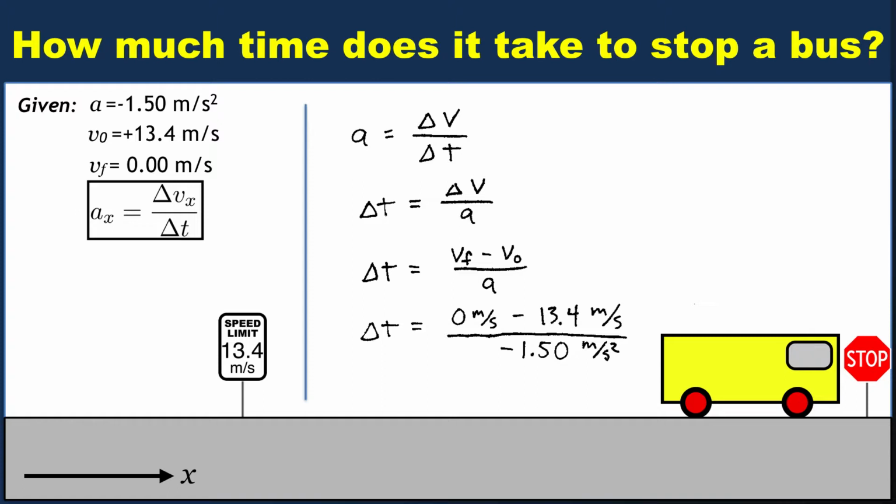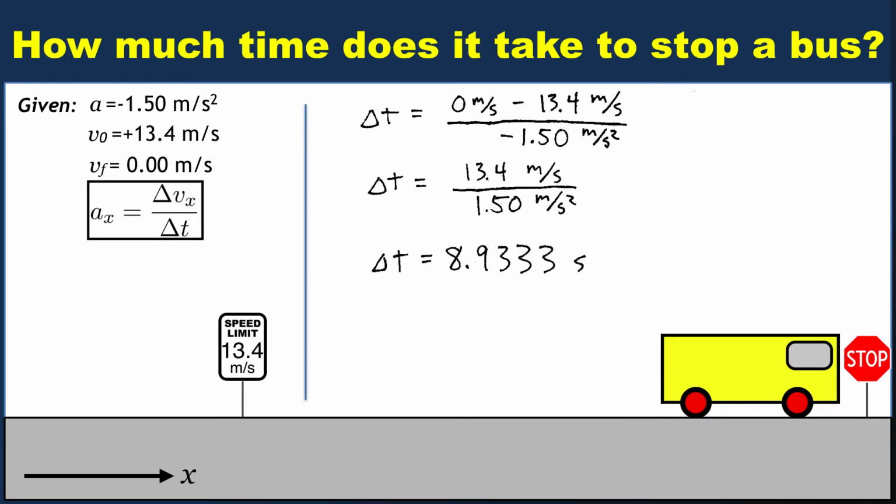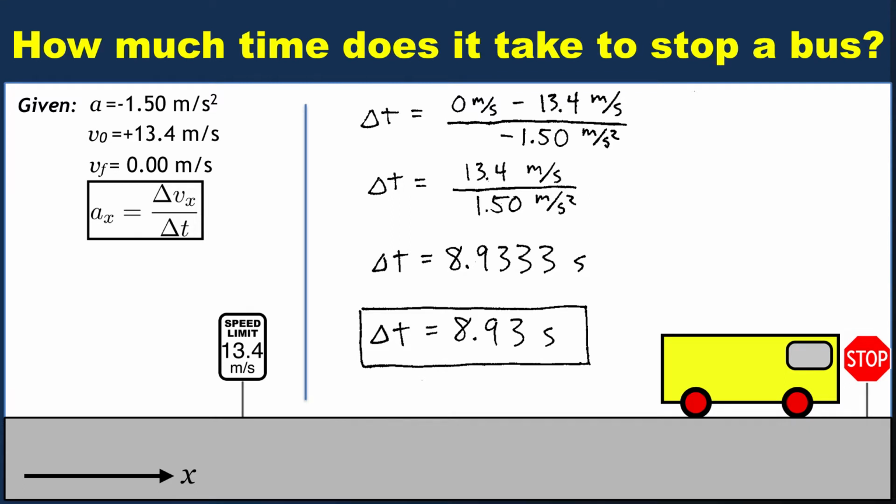Now you can see it's important that we track those signs because we're going to end up getting that the sign of 13.4 and the sign of 1.5 cancel so that everything comes out positive. We expect a positive time interval in the end, and indeed we'll get it. Divide those two numbers and we get out that the time interval is 8.9333 seconds. Let's round that off to 3 significant digits as appropriate. So the time interval is 8.93 seconds. That's how long it takes for the bus to go from a speed of 13.4 meters per second to a speed of 0, assuming a constant acceleration of 1.5 meters per second squared in magnitude.